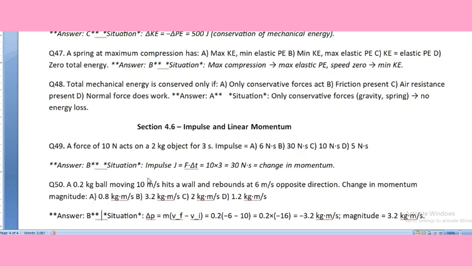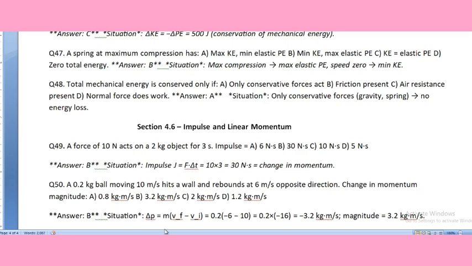The last question. Question number 50. A 0.2 kilogram ball moving at 10 meters per second hits a wall and rebounds at 6 meters per second in the opposite direction. Find the magnitude of the change in momentum. Choice A, 0.8 kilogram meter per second squared. Choice B, 3.2 kilogram meter per second. Choice C, 2 kilogram meter per second. Choice D, 1.2 kilogram meter per second.